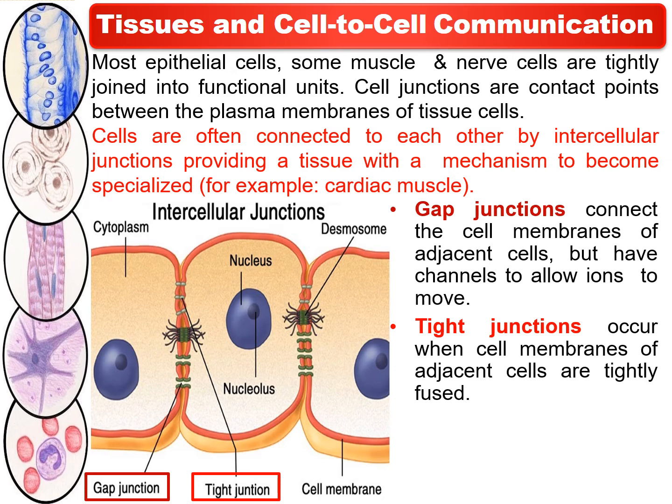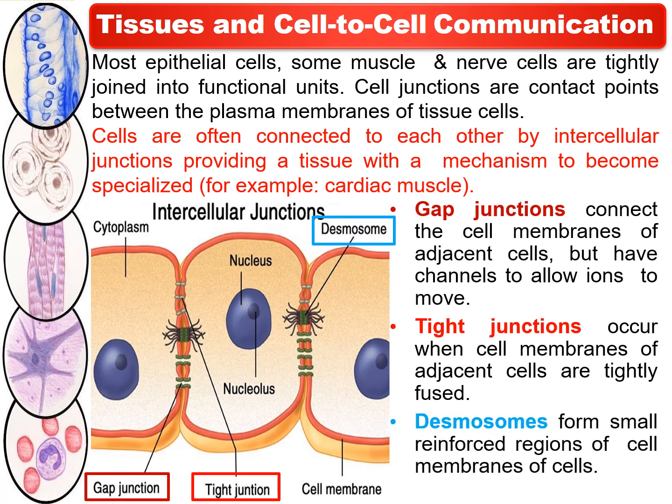These tight junctions occur when cell membranes of adjacent cells are tightly fused. The third one is the desmosome. The desmosome forms small reinforced regions of the cell membranes of the cells. Like that, three intercellular junctions are there among the cells within the tissues.